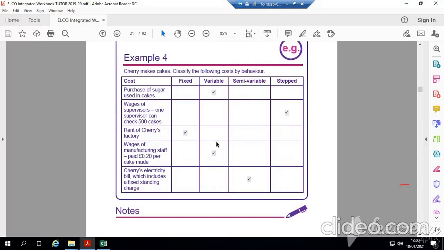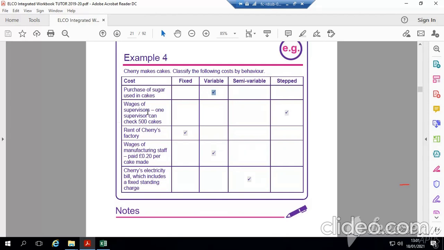So if we're looking at example number 4, let's say Cherry makes cakes, classify the following costs by behavior. Okay, whether it is fixed, variable, semi-variable, or stepped cost. For example, it says purchase of sugar used in a cake. It is going to be obviously variable. The more cake you make, the more sugar you need.